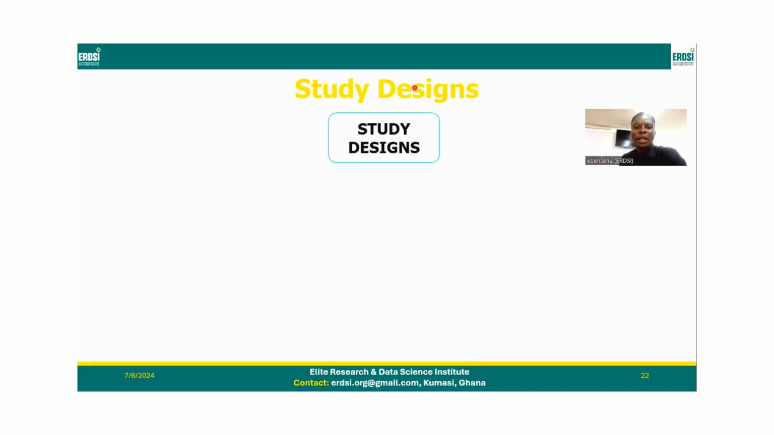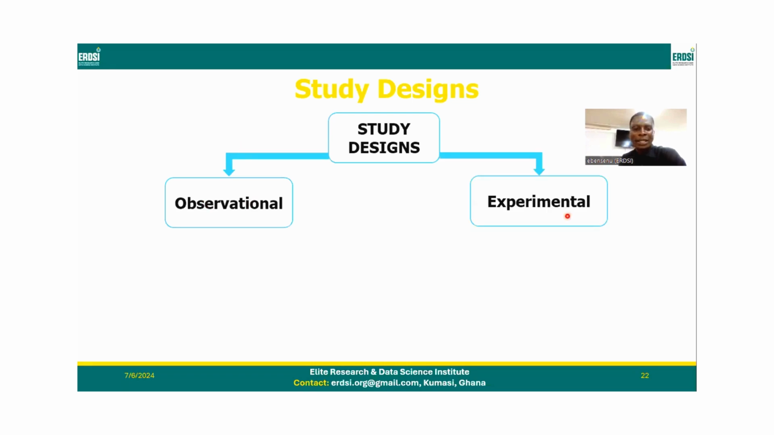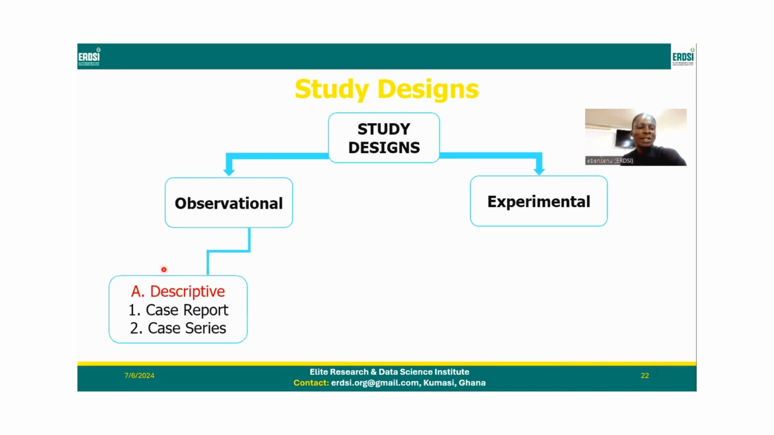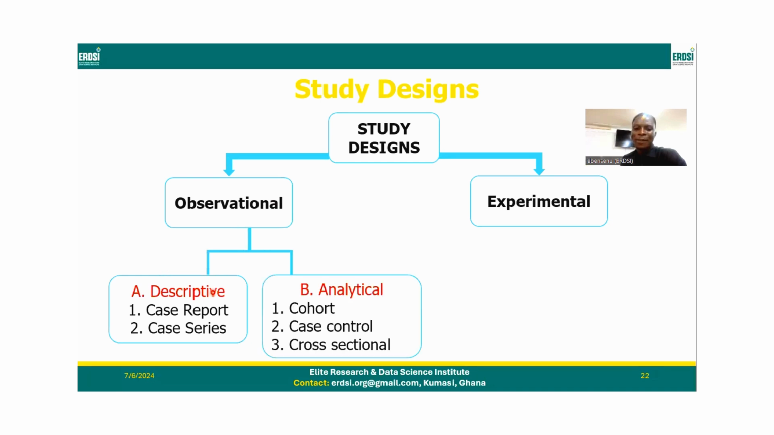Most often, we have what we call the observational and the experimental study designs. Most study designs fall within these two broad categories. When we talk about the observational, we are talking about either descriptive or analytical. In descriptive, we are talking about case report, case series, analytical cohorts. In the subsequent slides, I'm going to take you through some of them so that you have an overview of what you are stating in your research.